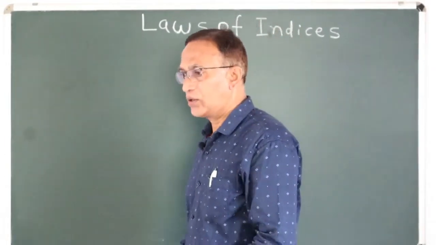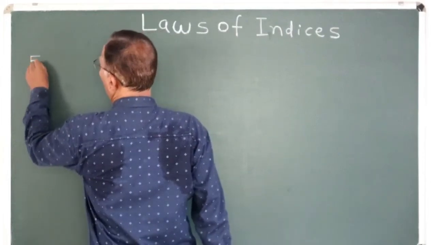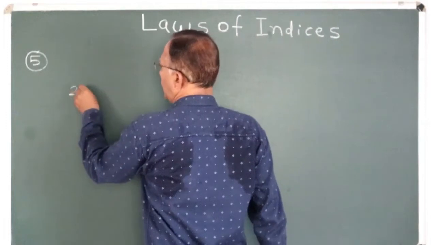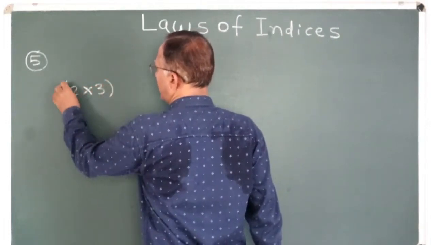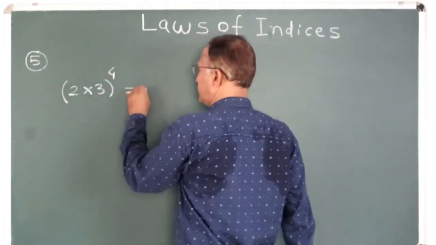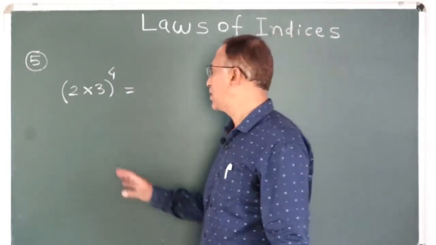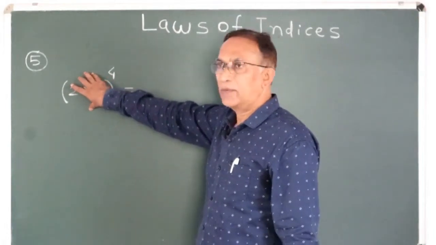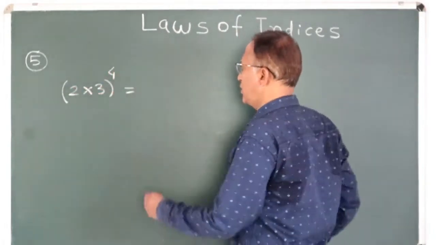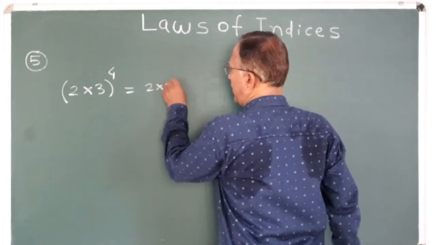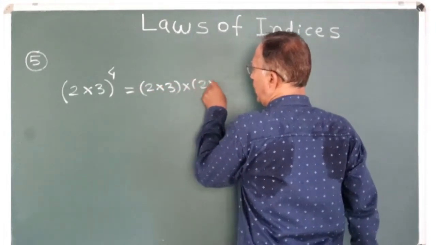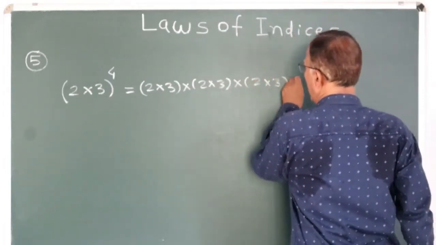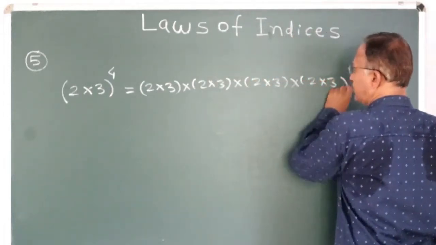Now we will learn to derive the fifth law of indices. So we take (2×3)^4. Here the bracket has power 4, it means that it is multiplied by itself how many times? 4 times. So 2×3 multiplied by 2×3 multiplied by 2×3 multiplied by 2×3.